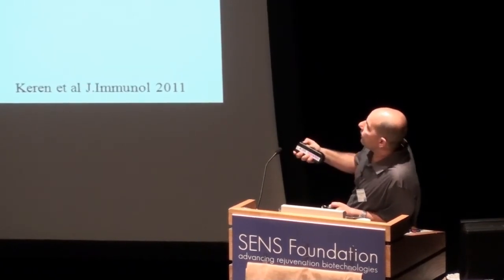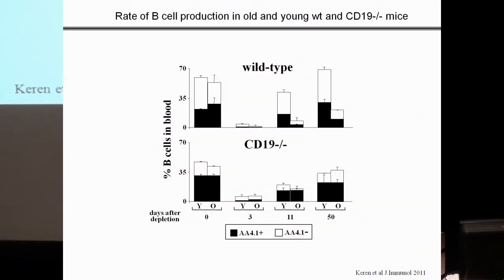And then you can follow the kinetics of B cell return. You see that the B cells are depleted nicely, and then they slowly return. You see that in the young mouse, they are rapidly reconstituted. In the old mouse, they are slowly reconstituted. I will come to this in a minute, but let's first see what is going on in the CD19. Remember, CD19 doesn't age, and you see that young and old mice equally reconstituted their peripheral compartment after depletion.